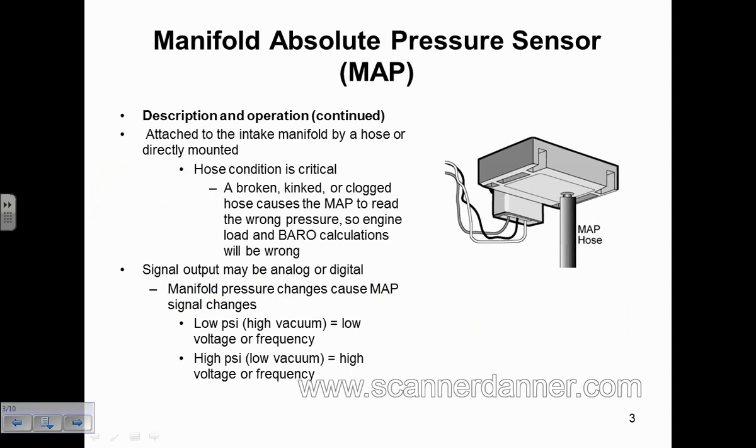So this is a generic picture of what an older one would look like. Today's cars, what they're generally doing is putting the MAP sensor in the manifold runner and eliminating this hose right here.